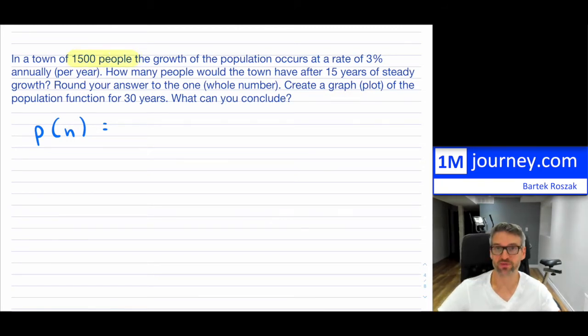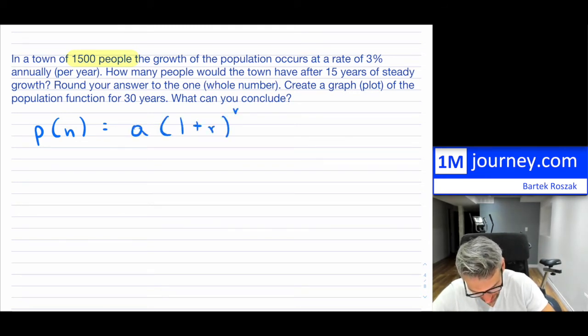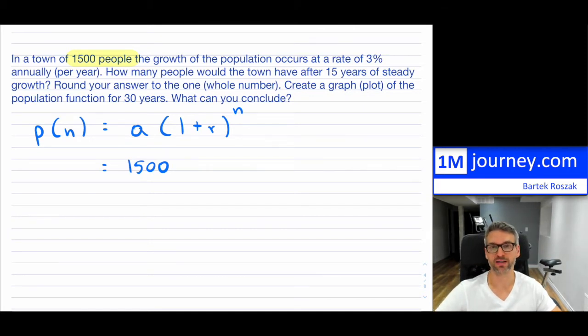Right? Because that is my y-intercept. That's your a. So we know it's going to look like this. It's going to be a, 1, it's growing, so 1 plus r to the n. That's my exponential function. Now I need to figure out what a is. Well, my a is my starting point of the number of people. That's at year 0, when n is equal to 0, I'm just going to have my starting point.